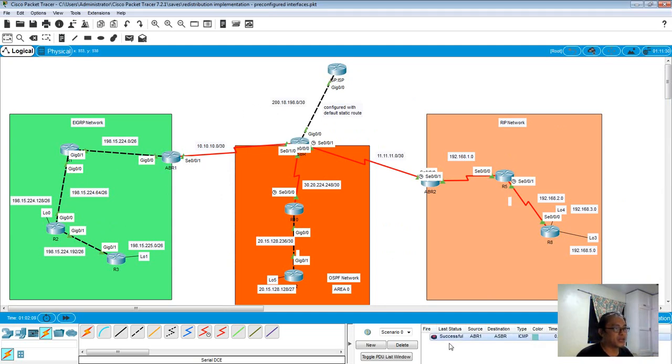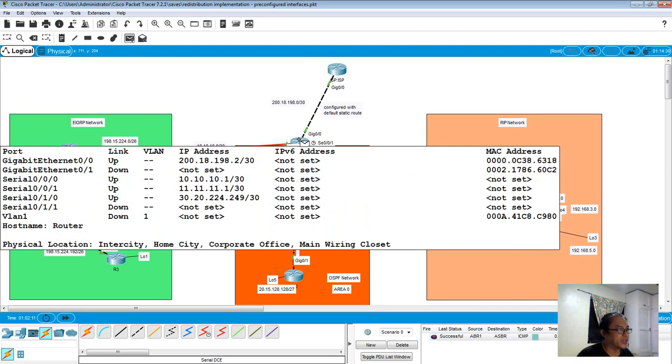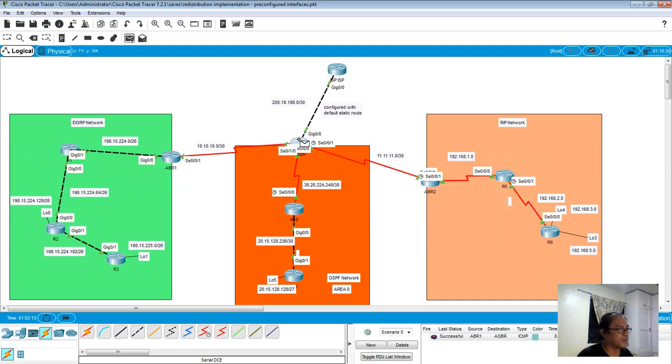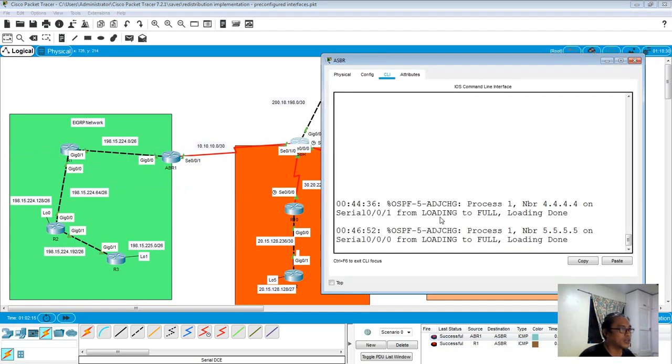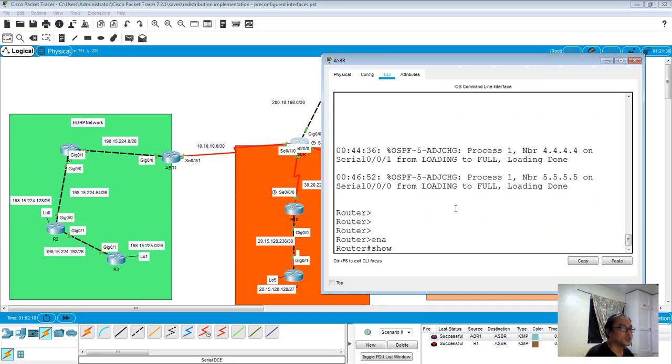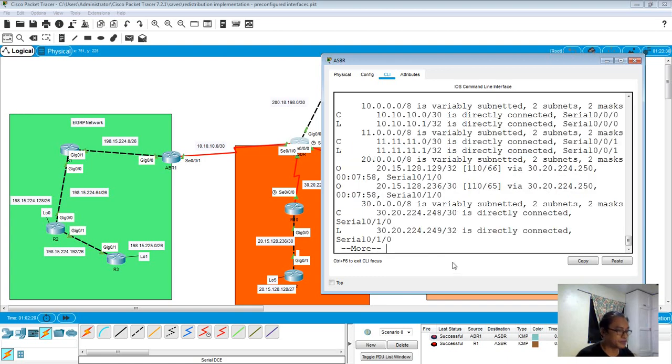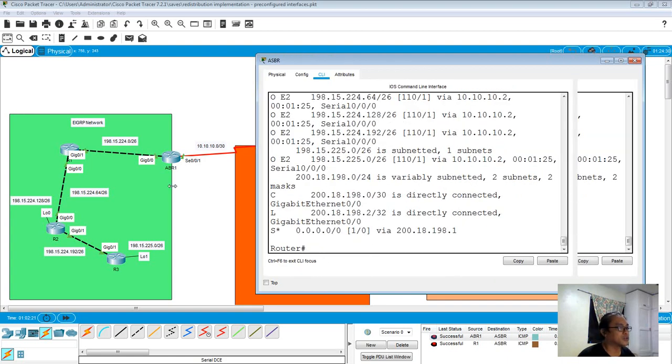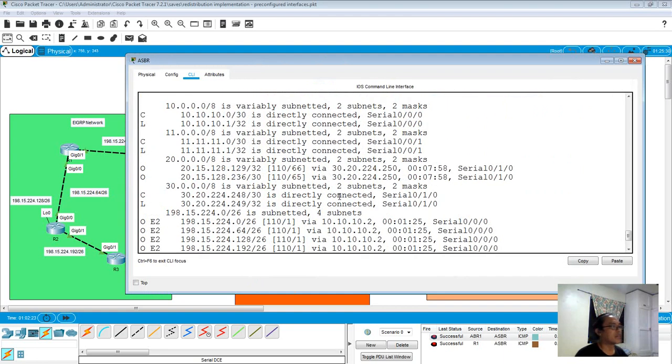This one can ping already, no problem. But this is an EIGRP network, can it ping the RIP network? The RIP network, the OSPF network. Yeah, successful. So let's look at our route. Enable, show ip route, enter. So let's look at our route. We should read this carefully.